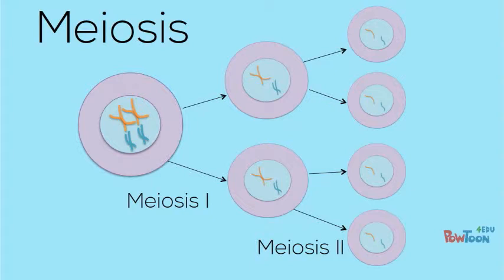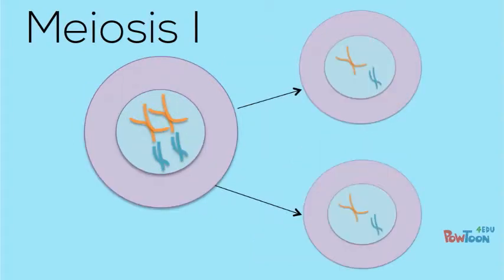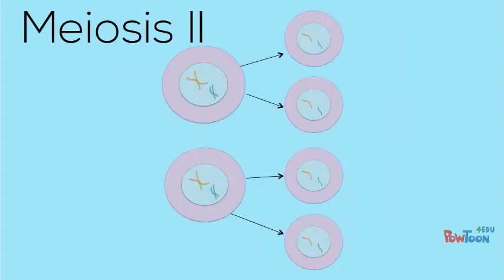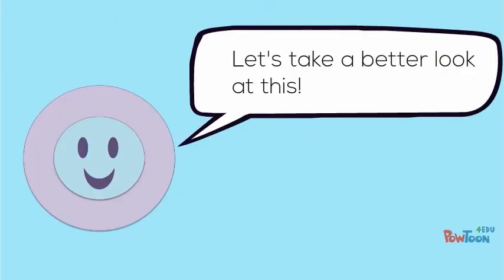The process of meiosis is split into 2 different processes called meiosis 1 and meiosis 2. Meiosis 1 is the splitting up of homologous pairs, and meiosis 2 is the separation of sister chromatids. At the end, there are 4 cells with half the number of single chromatid chromosomes as the original cell. Let's slow down and take a better look at this.